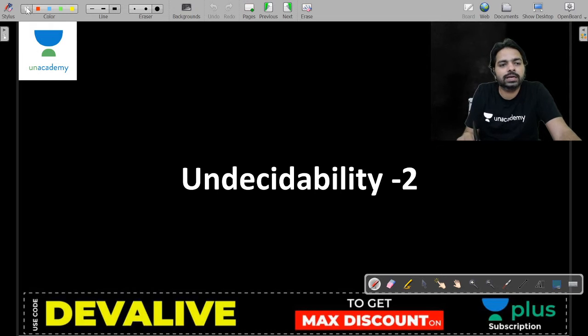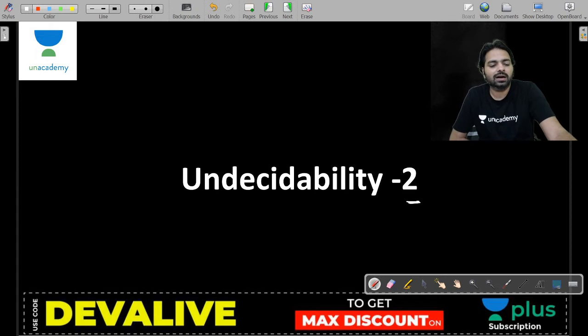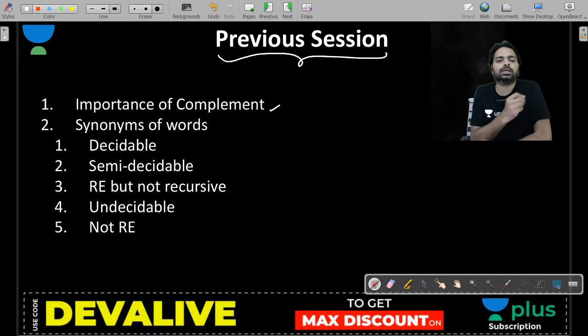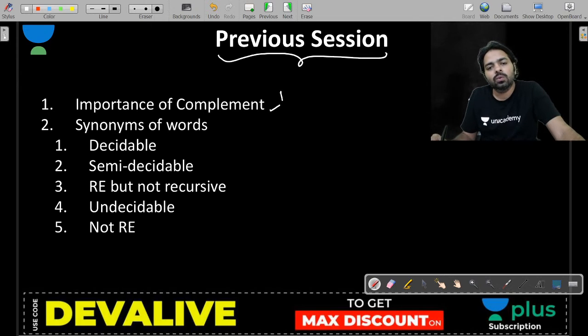Let's begin today's undecidability second part, where actually we have not started even one definition of undecidability. But what we have done in undecidability first part, the previous session, we have understood the importance of complement operation. Like if anybody asks now, what is the recursive language complement? You will say it is recursive. If anybody asks what is RE complement, you will say either recursive, it depends on the problem, or not RE.